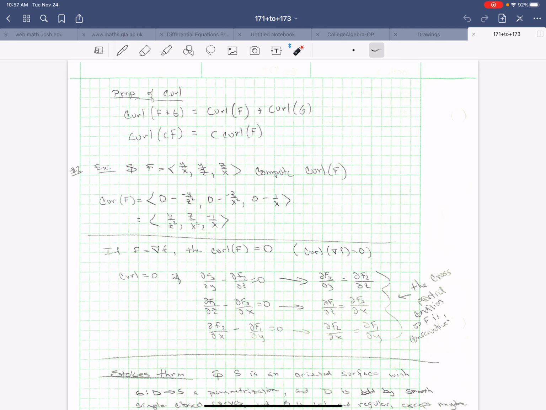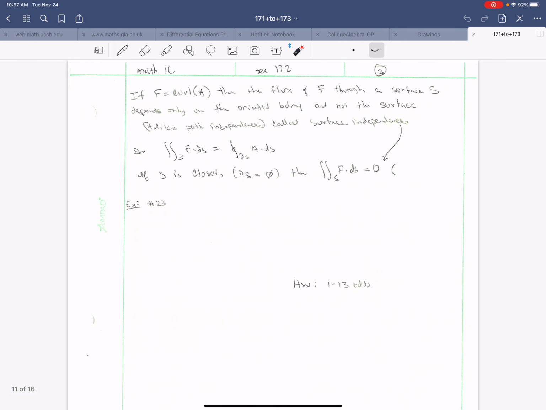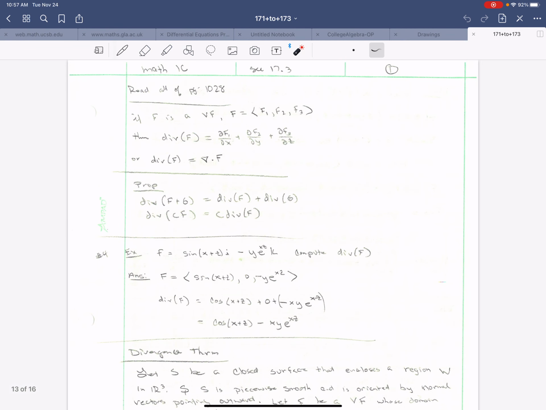Once you have the curl, then we're going to move to divergence. And so here's what divergence is. Divergence says if f is a vector field, meaning just like this, then the divergence is not a vector. Notice this is a scalar. There are no angle braces. There is no cross product in there. There are no i, j, and k vectors in there whatsoever. So divergence is kind of the easiest thing that you can think of.